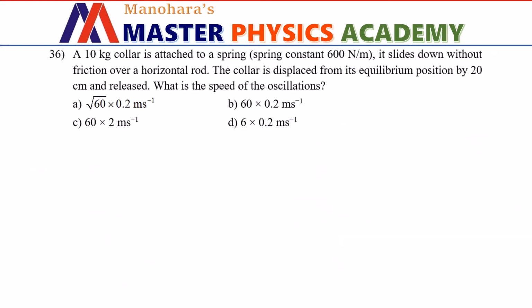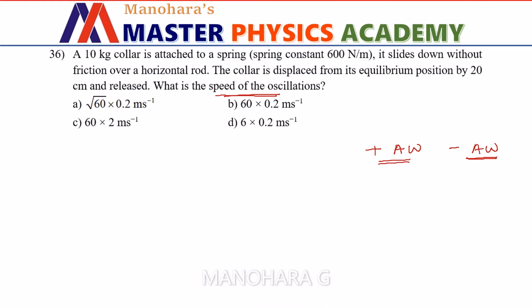A 10 kg collar is attached to a spring of constant 600 Newton per meter. It slides without friction over a horizontal rod. The collar is displaced from its equilibrium position by 20 centimeter and released. What is the speed of the oscillation? Here in the question, it is not clearly mentioned what speed they are asking about. This question is ambiguous, I can say, because the speed of the oscillating body will vary between two extreme values, that is plus A omega and minus A omega. So this question is incomplete according to my sense.